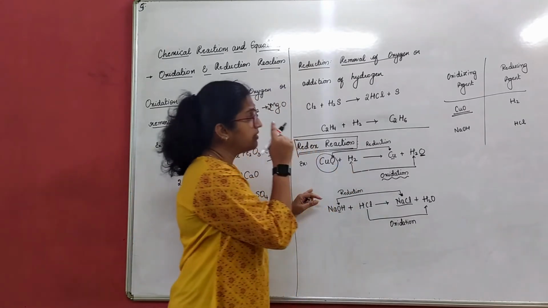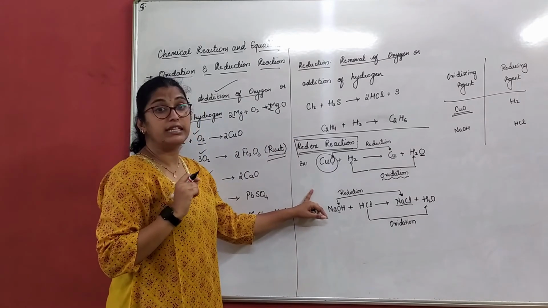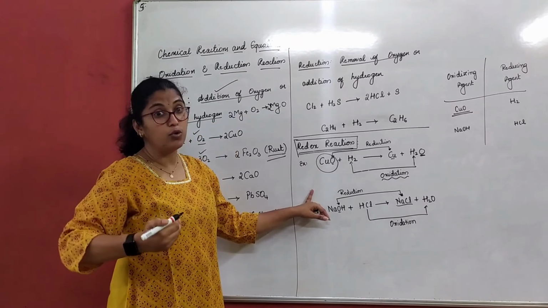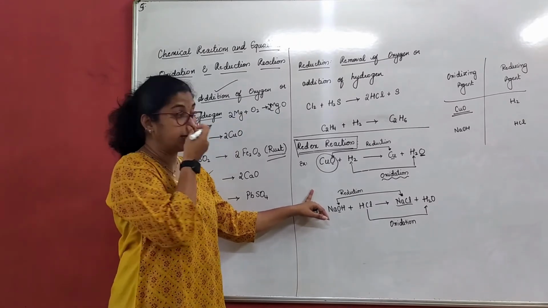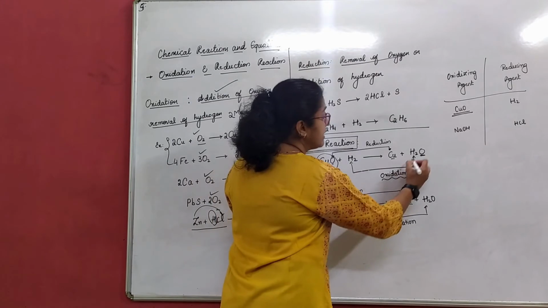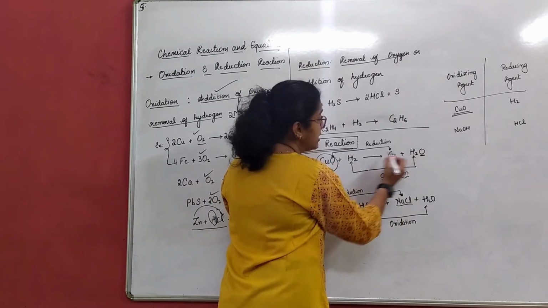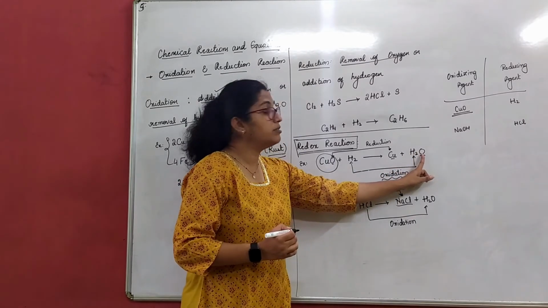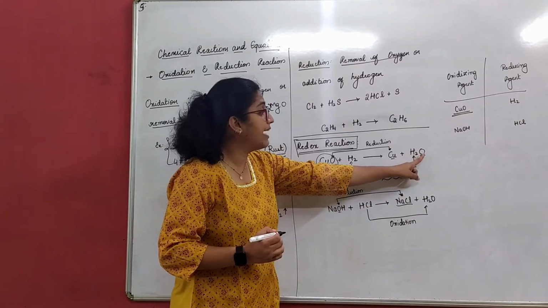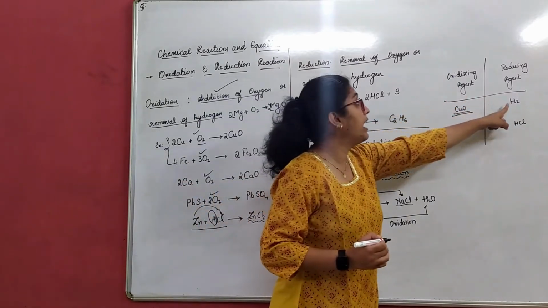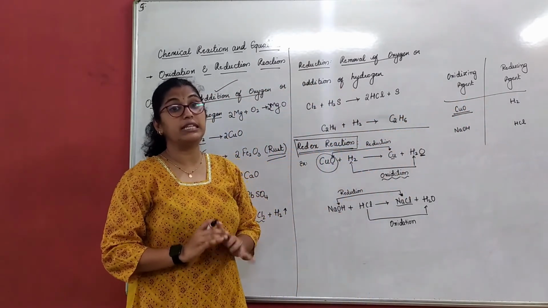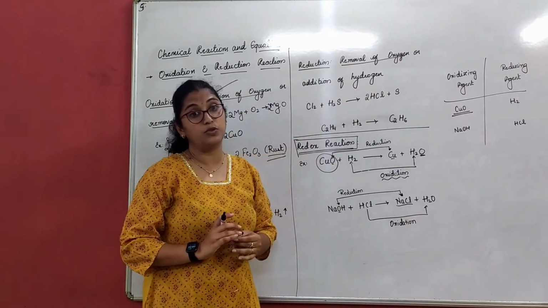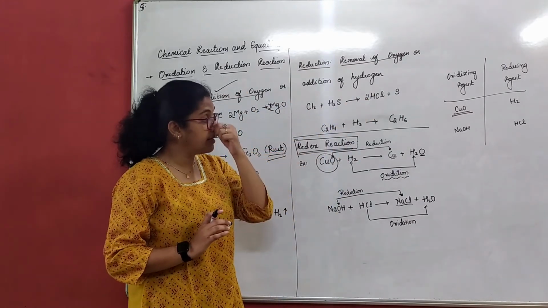Next, come to the next part. They will ask you what is a reducing agent. Now, reducing agent means where we remove oxygen or we add hydrogen. Correct? Now, here hydrogen is getting added to oxygen. That is why hydrogen is a reducing agent. That oxygen which copper oxide gave went to the hydrogen. Yes? Let's move to the next one.